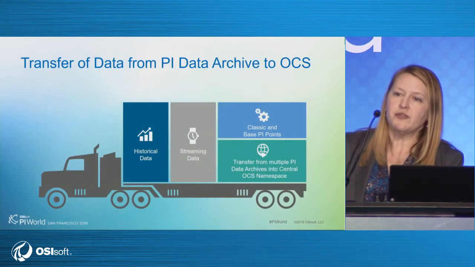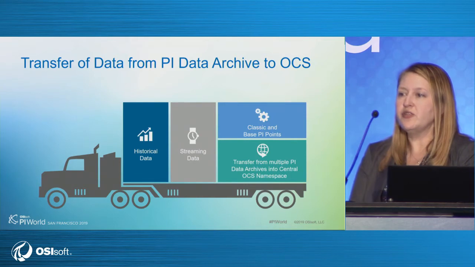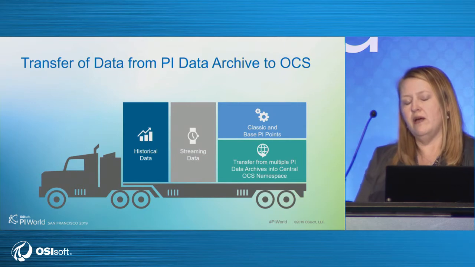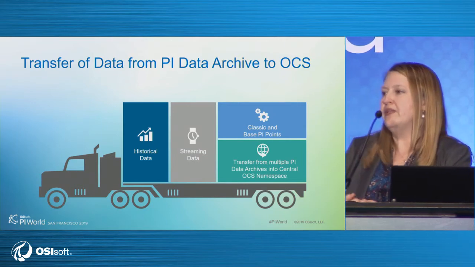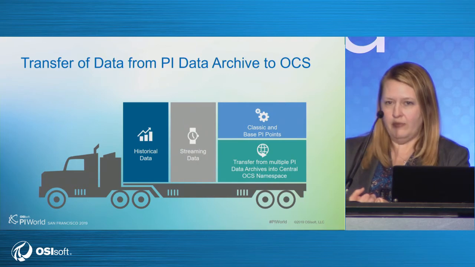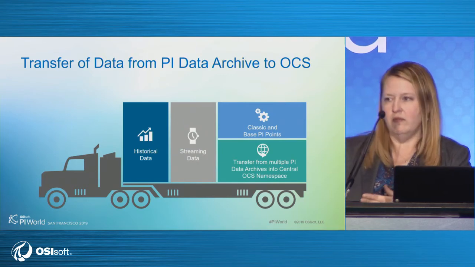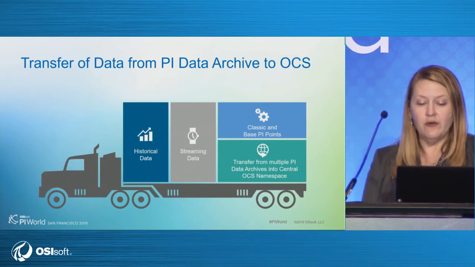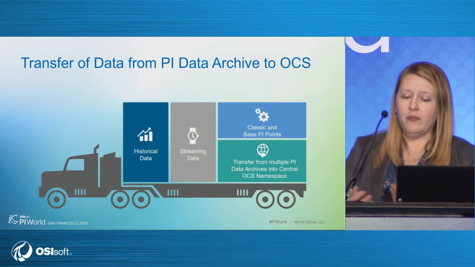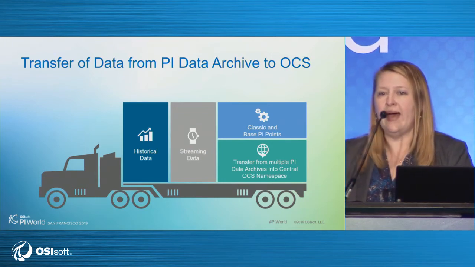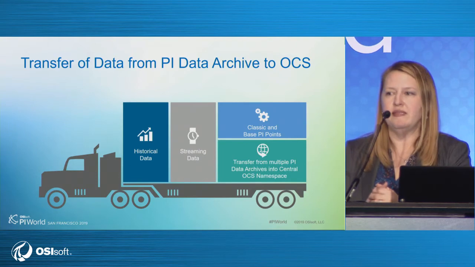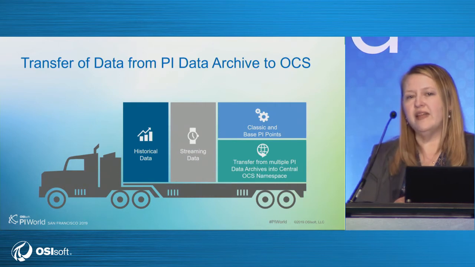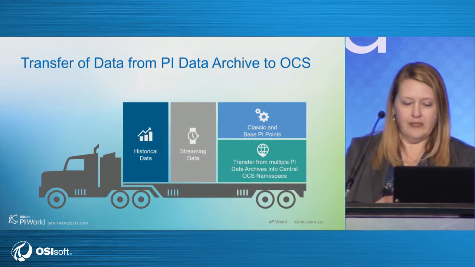So of course we bring over historical time series data, and we also bring over the streaming data, which I mentioned a minute ago, but that is, again, every new archived value that comes into your data archive. We support the transfer of PI Classic points and base points. Base points you might often see as a result of an analytic that you've built, so you can bring that information over. And the other real benefit is you can bring the data from many PI data archives up into a single namespace in OCS, so then you can eventually do your data science and advanced analytics and things like that on all that data in one place.